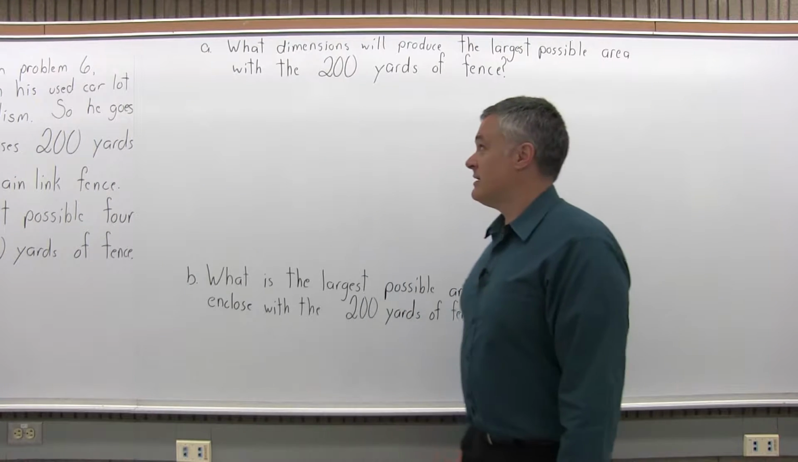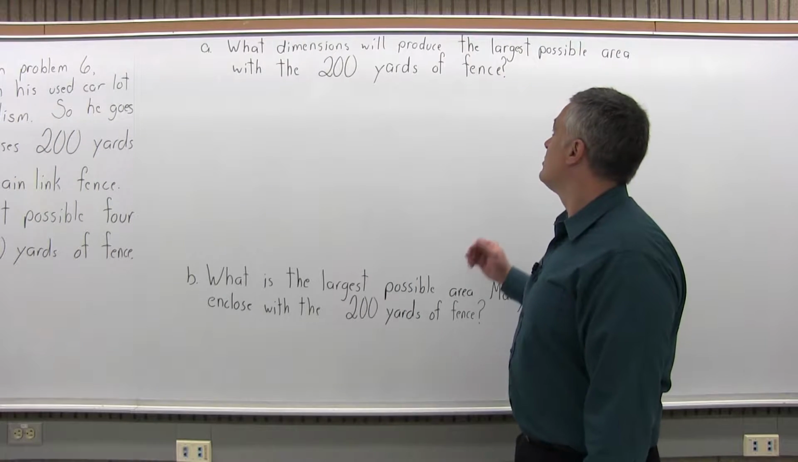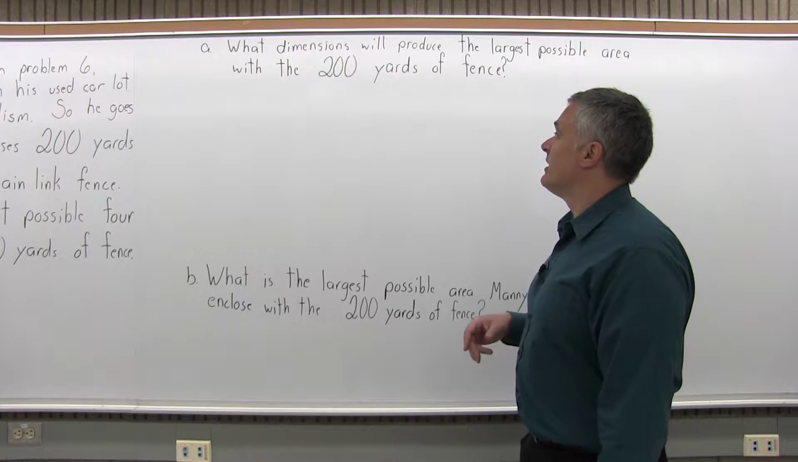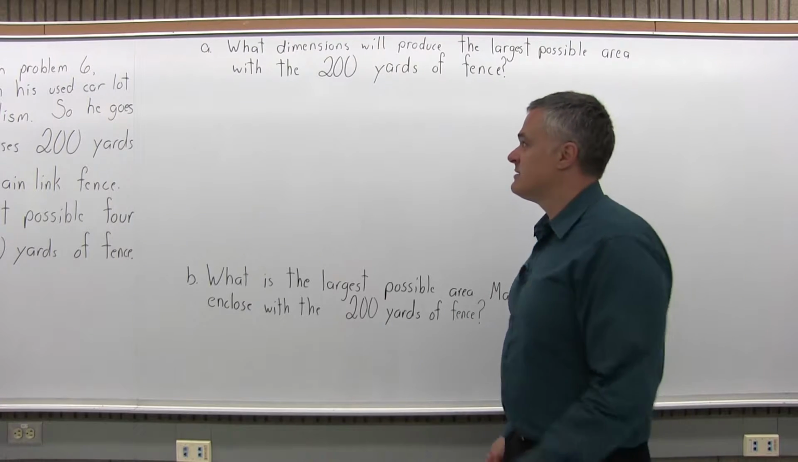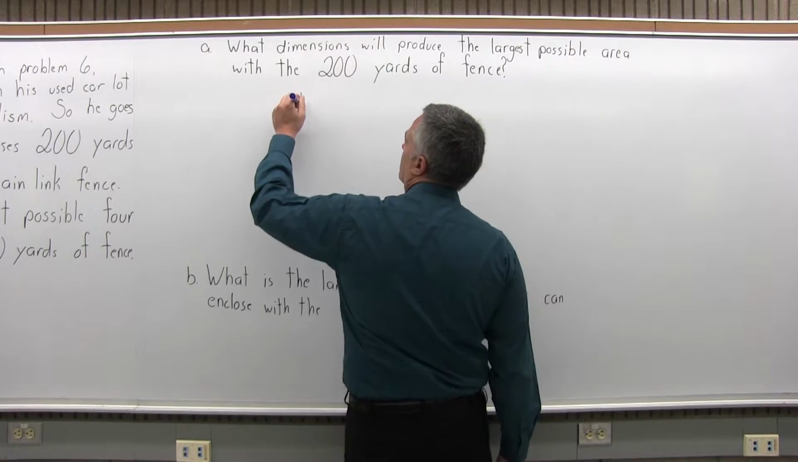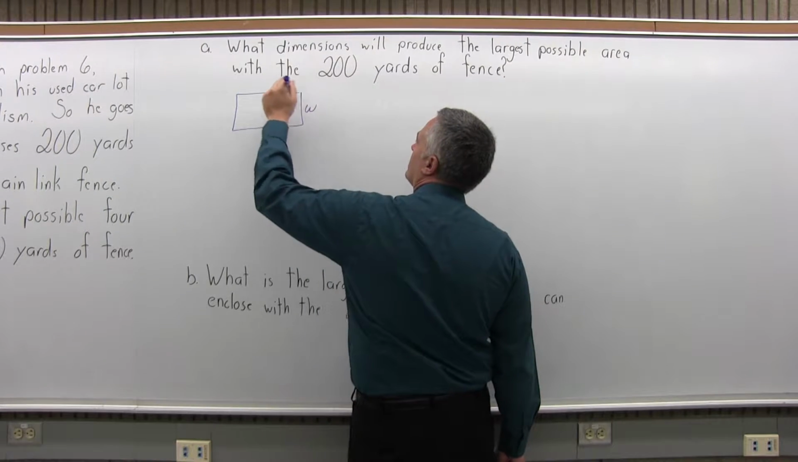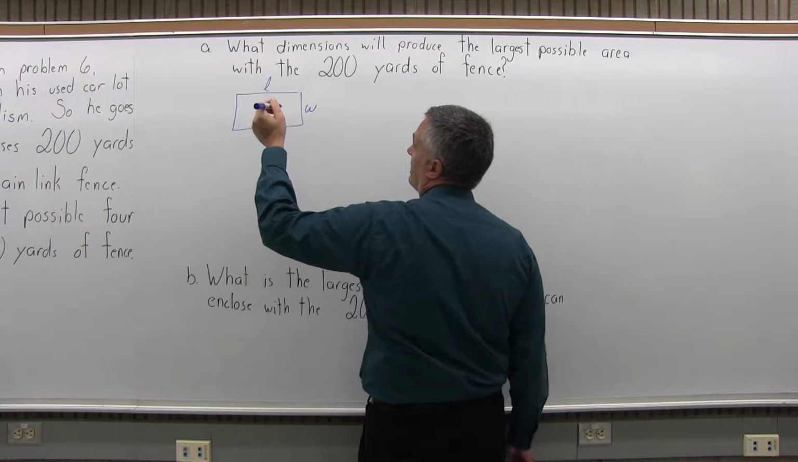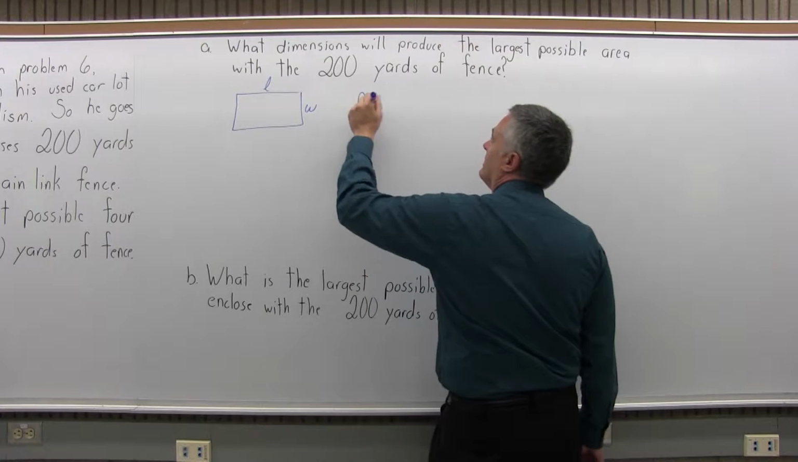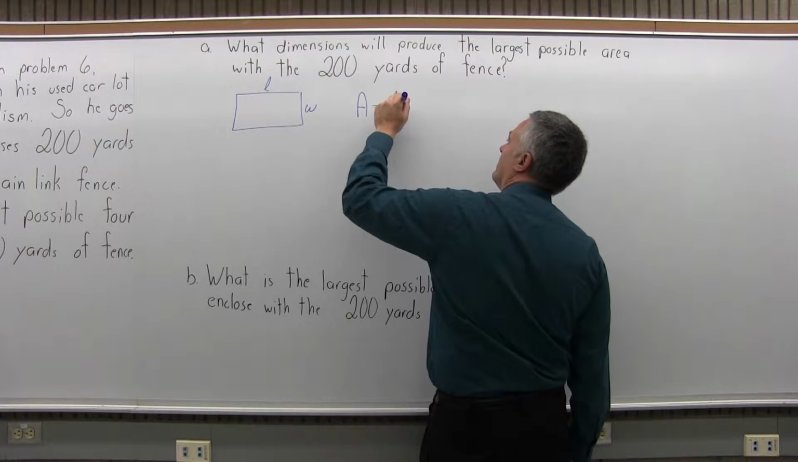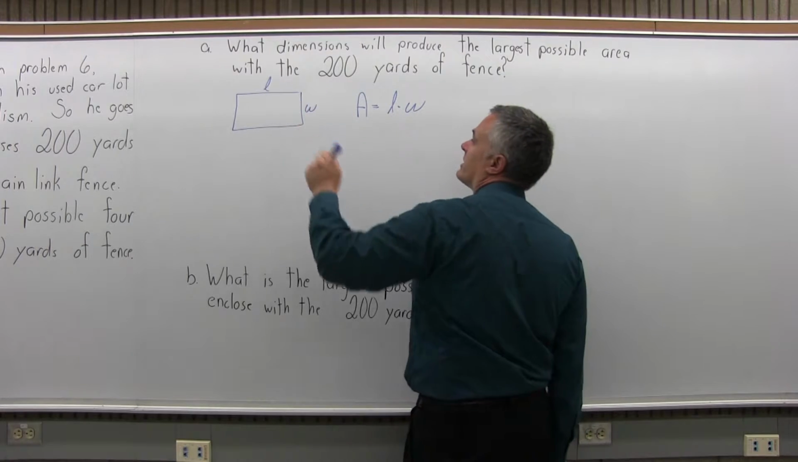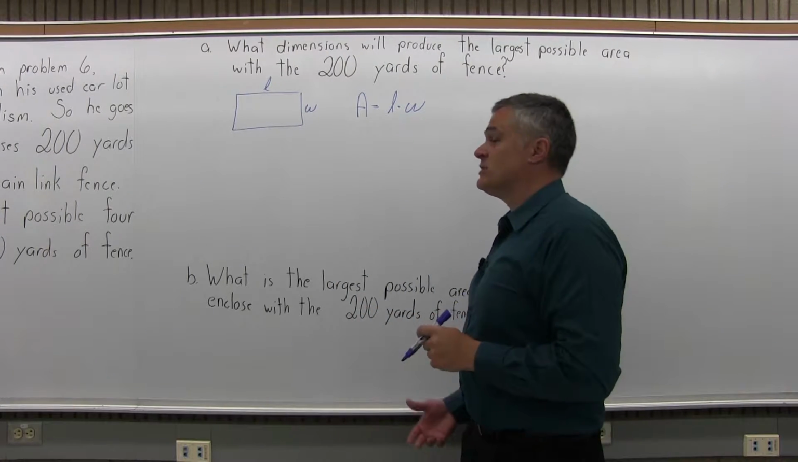So part A says, what dimensions will produce the largest possible area with the 200 yards of fence? So again, I add a nice diagram below the question, but essentially you have a rectangle, and the width we label W, and the length we label L. And the area is length times width. That's the area of any rectangular shape. And this is what we want to maximize.